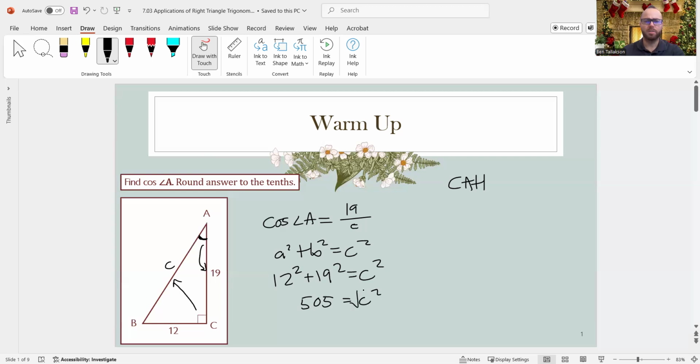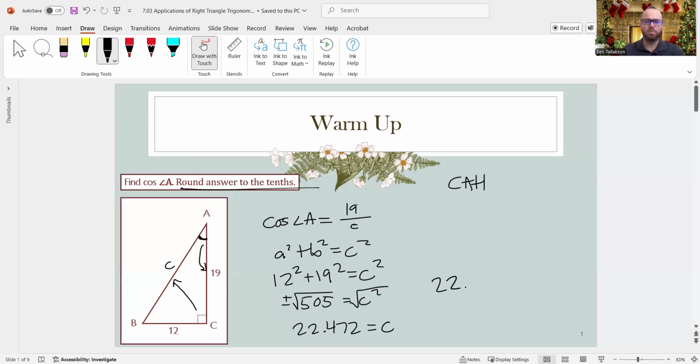We need to solve for c, so we take the square root of both sides, and don't forget, anytime you do that, you include a plus or a minus. But remember, we're dealing with actual lengths here. We cannot have a negative length, not on this planet. So we're going to take the square root of 505. We're going to get 22.472. We want to make it positive, and now we want to round to the tenths.